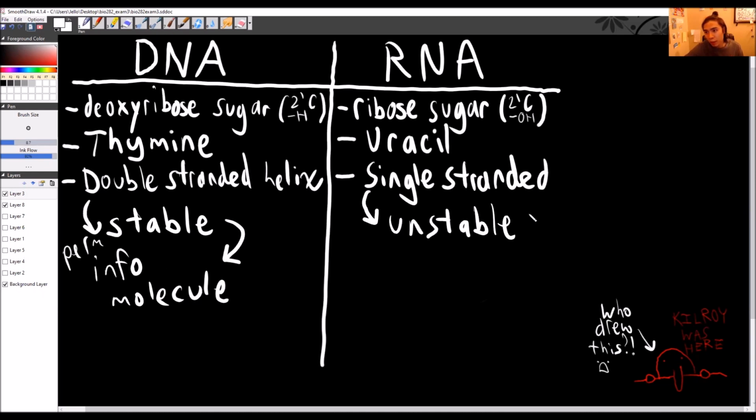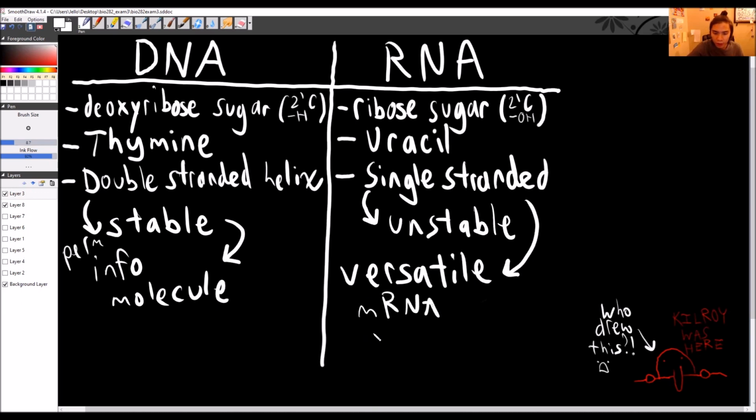And RNA is more unstable, but by virtue of being single-stranded, it is a lot more versatile compared to DNA. Where DNA is our primary info molecule, RNA serves a lot of different purposes. It can be used and then broken down and then reused, like the components of it. So RNA could be mRNA. It could function as tRNA. It could function as ribosomal RNA, rRNA, or maybe small nuclear RNA, but those are not relevant to this exam.